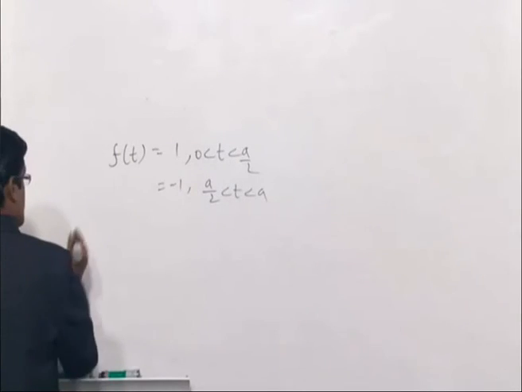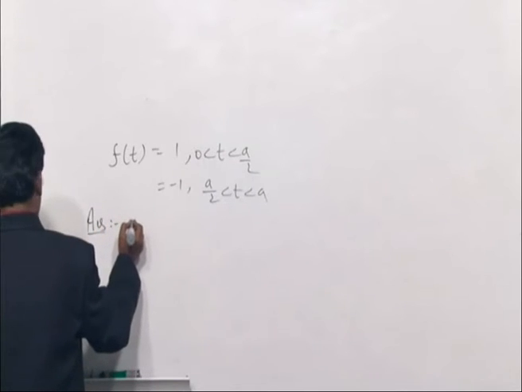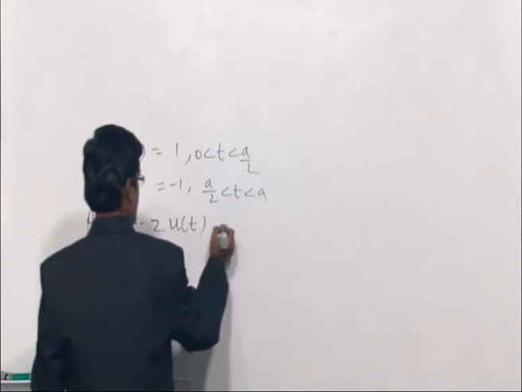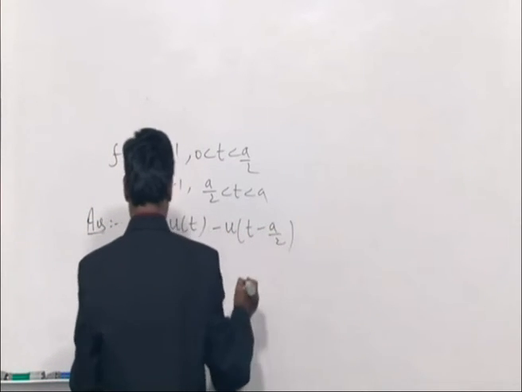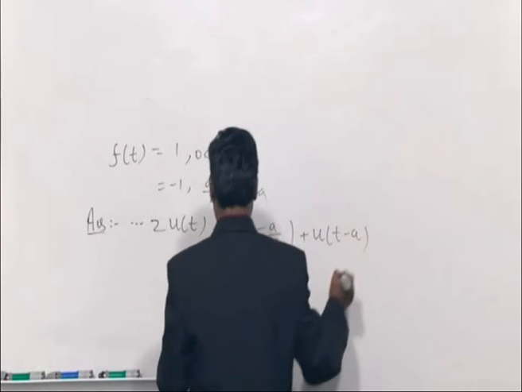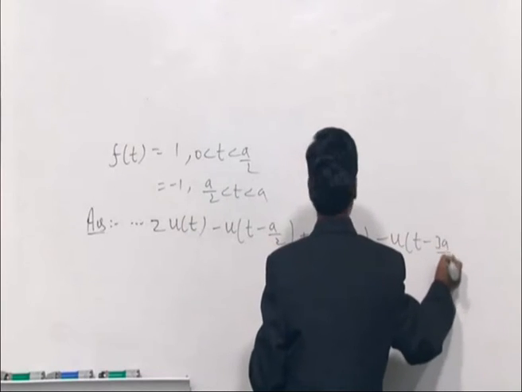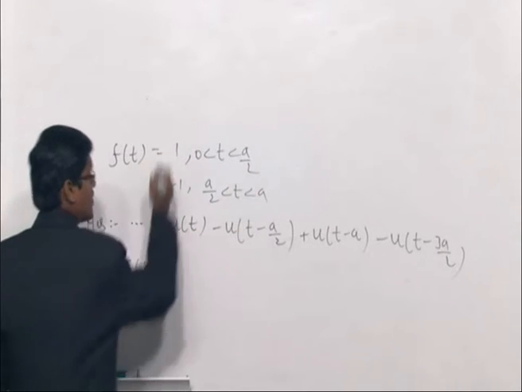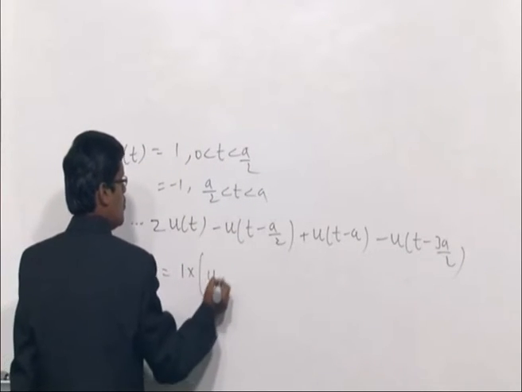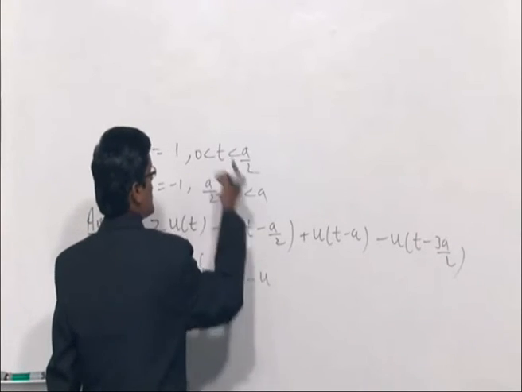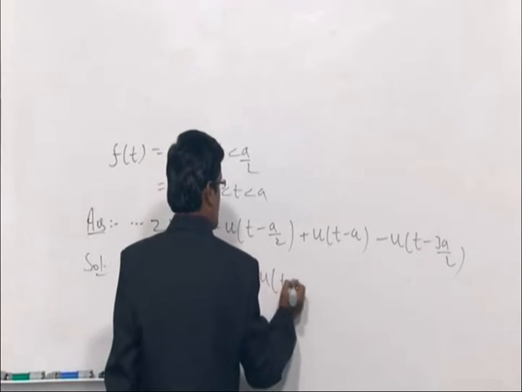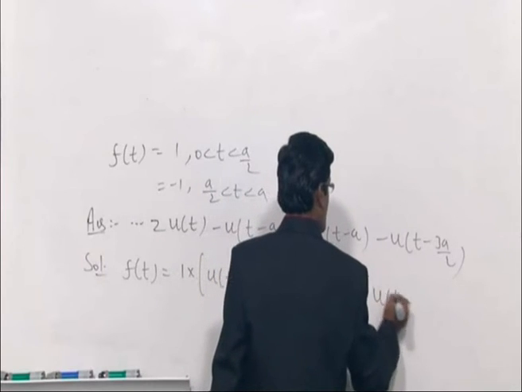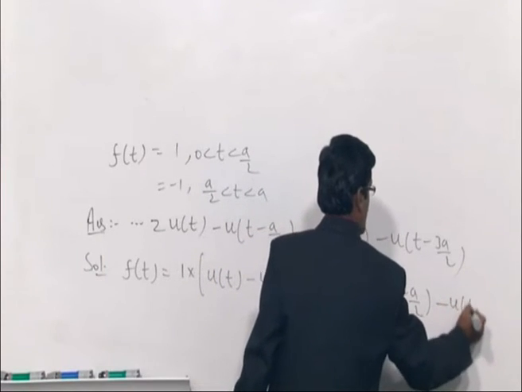So accordingly the answer is, not minus, 2 times u of t minus u of t minus a by 2 plus u of t minus a minus u of t minus 3a by 2. Just express this in terms of the unit step function. What I gave for the unit step function: the function defined in different subintervals is 1 into u of t, the difference of the unit step function at the endpoints, u of t minus a by 2, and this is minus 1 into u of t minus a by 2 minus u of t minus a.